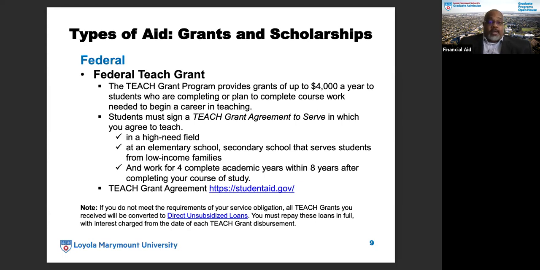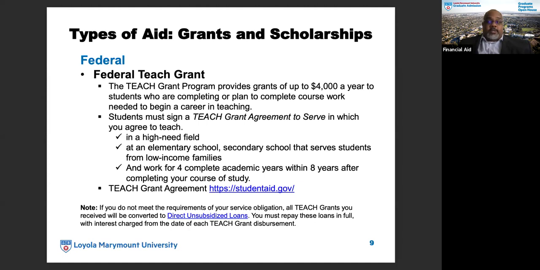You have to work in a high need field. You have to work at an elementary or secondary school that serves students from low income families. You also have to work for 4 complete academic years within an 8-year period after completing your course of study. So within the 8 years after you've completed your graduate program, you have to work for at least 4 years in the 2 items listed above, the high need field and an elementary or secondary school that serves low income families. The Teach Grant Agreement information is available at studentaid.gov.